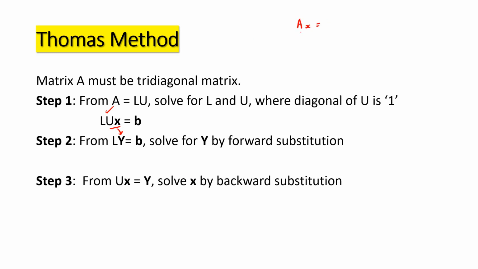AX equal to B, A is actually LU, so LUX equal to B, solve L and U, step 1. Step 2, UX equal to Y, so you have LY equal to B, solve Y from LY equal to B. Step 3, UX equal to Y, Y obtained in step 2, then you solve for X in step 3, which is the original system, the unknown X that we are going to solve.